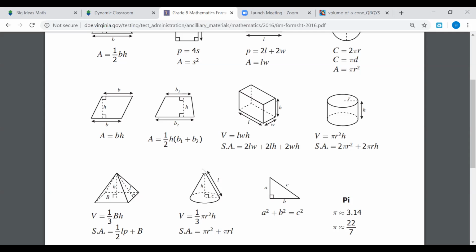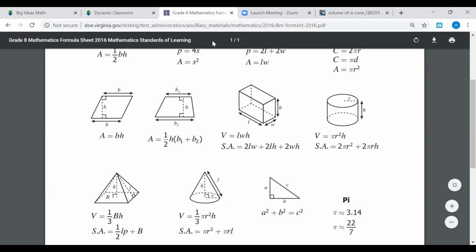So for today, we're focusing on the cone. As you'll see on page 322, the formula is V equals 1/3 BH. B stands for base, and in order to find the area of the base of a circle, you would use pi r squared. So our formula sheet has V equals 1/3 pi r squared h to find the volume of a cone. So let's go ahead and look at page 322.